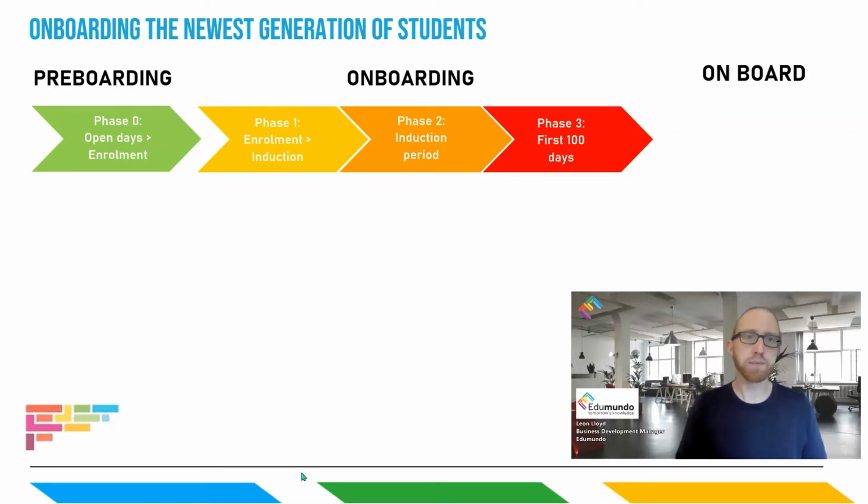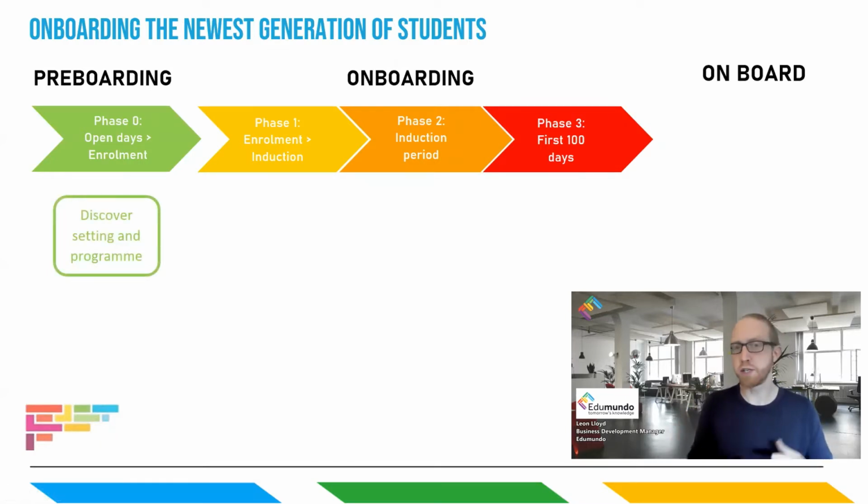Phase 0 is from open day to enrolment. This is really, of course, before the students have made a decision to go to your university. And this is really a chance for them to learn more about the setting, about the programme. And of course, it's really linked to recruitment, as the students aren't yet sure they're coming. So this is really a chance for you to get more conversions.